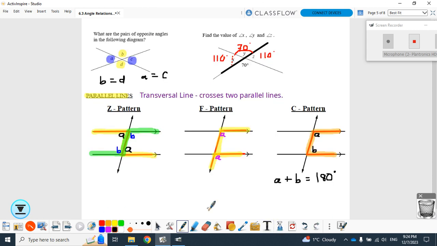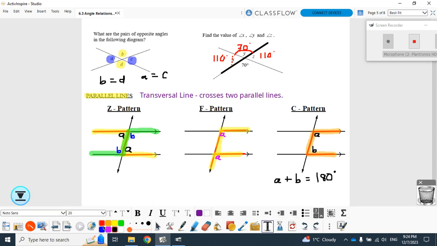Now, these patterns do have names. They certainly do. And we can write those names down. But I also like the words Z pattern, F pattern, and C pattern. But I want you to know that they do have names. The Z pattern is called alternate angles. That's what we would call that. Like when angle A equals angle A, that's alternate angles. The F pattern is called corresponding angles. And the C pattern is co-interior angles.